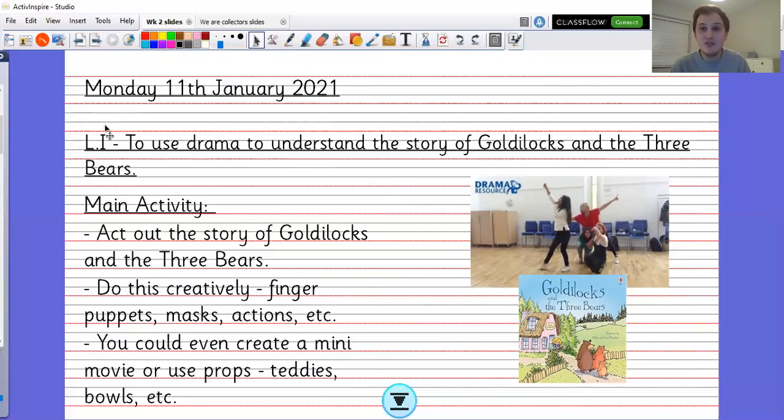Maybe you could even get some of your family members involved at home. That would be really superb. You could even create a mini movie or use props like teddy bears to be the Three Bears and bowls for the porridge and chairs, things like that.